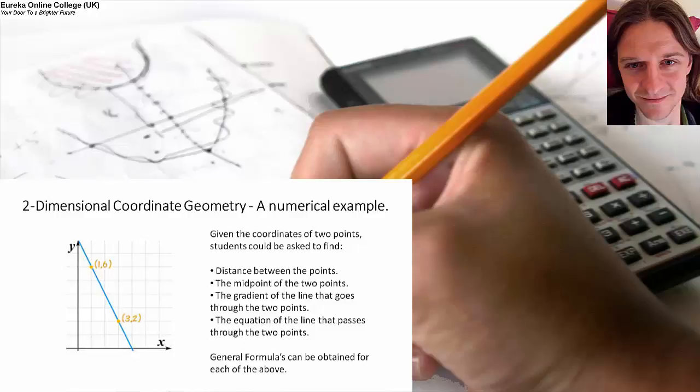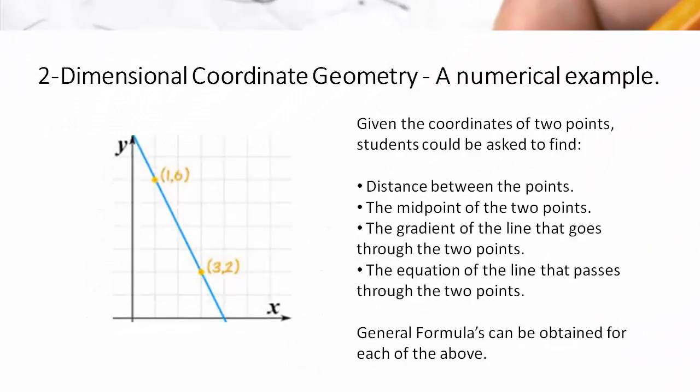And I'd like to point out as well, when I'm delivering this, I like to start with just 2 points, just 2 coordinates, and then I go through with those 2 coordinates how you would find the distance between the points, the midpoint of the 2 coordinates, the gradient of the line that passes through the 2 coordinates, and then finally the equation of the line that passes through the 2 coordinates.